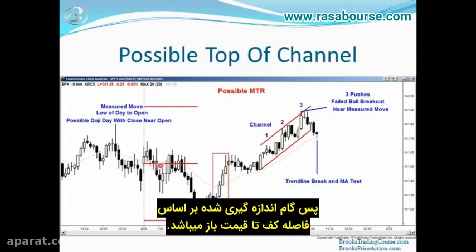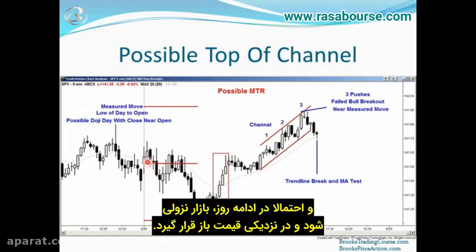So there is resistance around a measured move up from the low of the day to the open of the day, and the market may sell off later in the day back down to the open of the day.